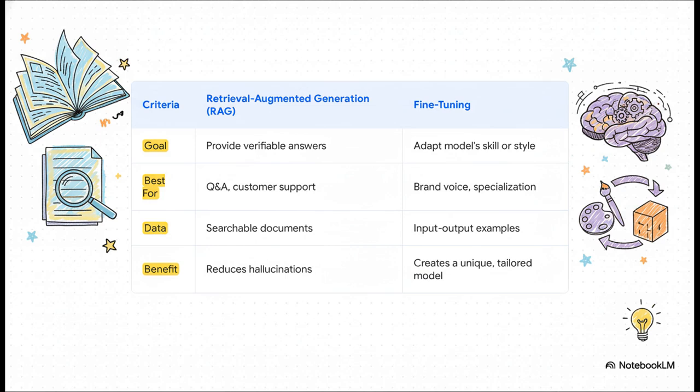You're going to use RAG for things like a customer support bot that has to give accurate, up-to-the-minute answers from your product manuals. And its biggest benefit? It drastically reduces the chance the AI will hallucinate or just make stuff up, because every single answer is grounded in a real document you provided. But you'd use fine-tuning to, say, build a marketing assistant that can write social media posts in your company's unique voice, because you're teaching it a specific creative skill.